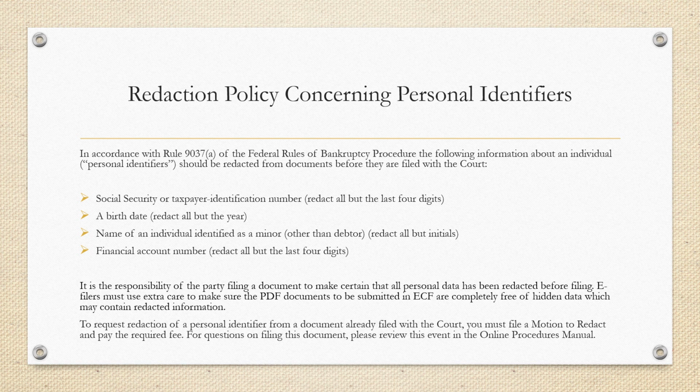E-filers must use extra care to make sure the PDF documents to be submitted in ECF are completely free of hidden data which may contain redacted information. To request redaction of a personal identifier from a document already filed with the court, you must file a motion to redact and pay the required fee. For questions on filing this document, please review this event in the Online Procedures Manual.